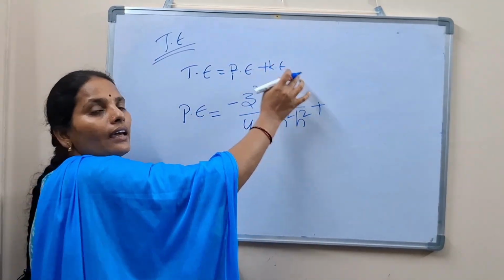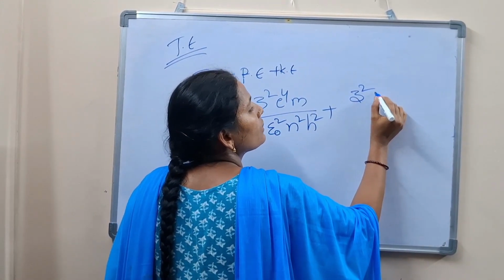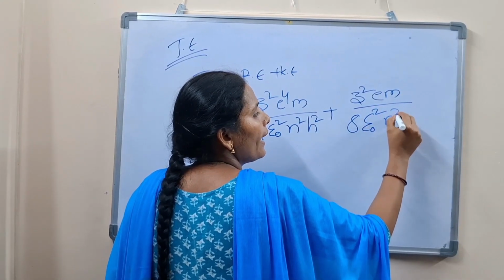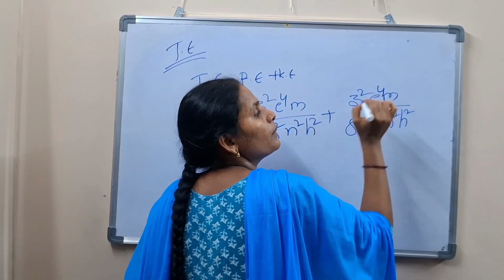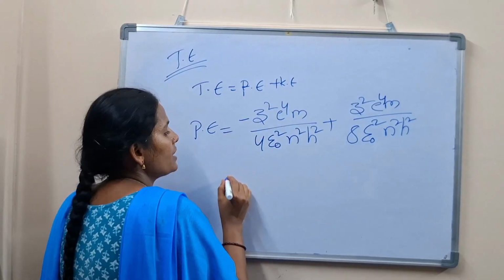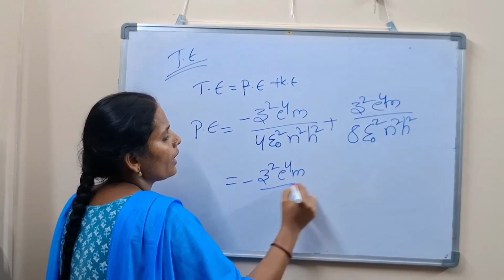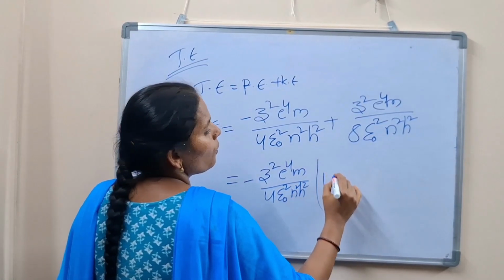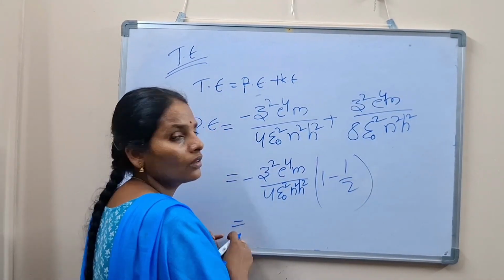Plus, what is the kinetic energy? Kinetic energy equal to Z square e power 4 into m by 8 epsilon naught square n square h square. Sorry, I forgot mentioning e power 4. Adding both equations, we are getting minus Z square e power 4 m by 4 epsilon naught square n square h square into 1 minus 1 by 2. Okay, 1 minus 1 by 2.